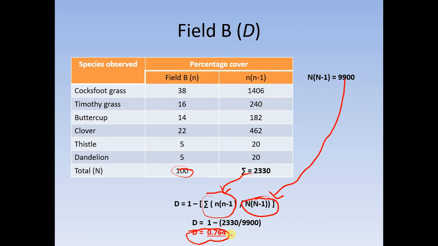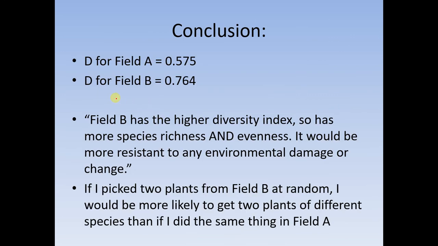So let's compare the two. For field A, remember I got a diversity index of 0.575, and for B, I got a diversity index of 0.764. This makes sense because I said before I did any calculations that B should be more diverse, and it does now have a higher diversity index. So field B has the higher diversity index, so it has more species richness and evenness combined, and it would be more resistant to environmental change or environmental damage.